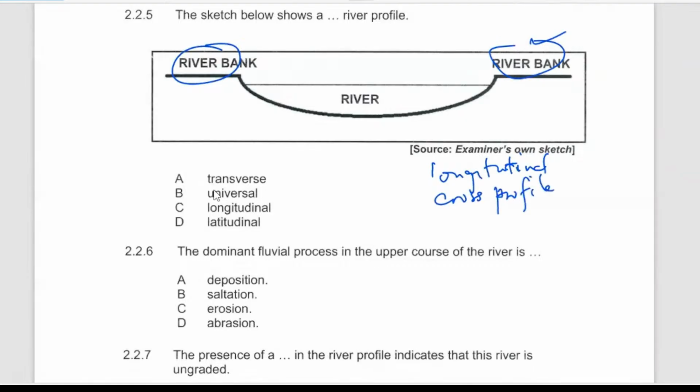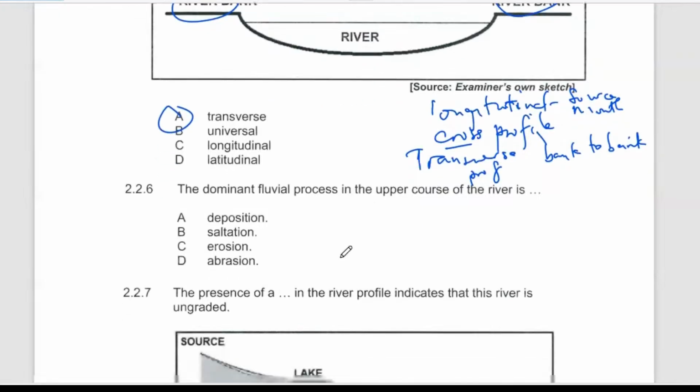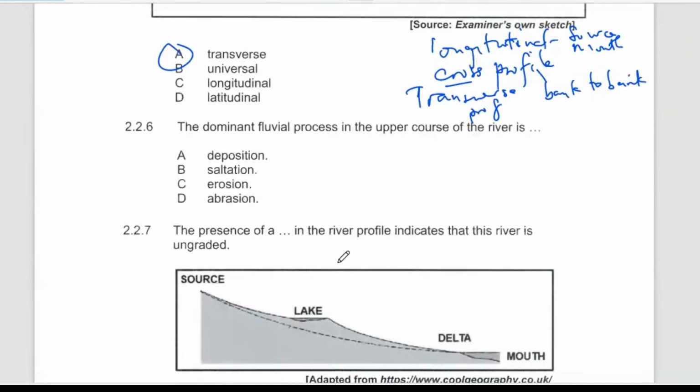The longitudinal profile shows the stretch of the river from the source to the mouth, while the cross profile shows from the bank to the other bank on the other side. So our cross profile is also called the transverse profile. It's one and the same thing. So our correct response is A, which gives us the river's transverse profile. Right. We move on to the next question.